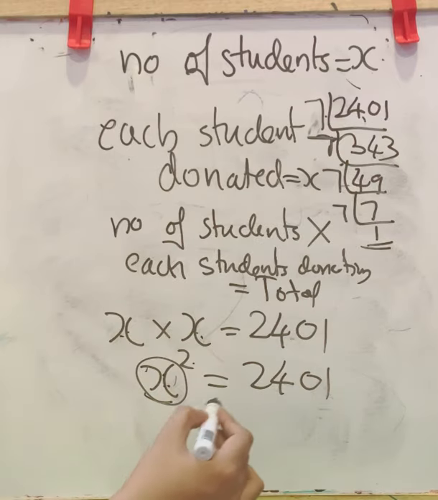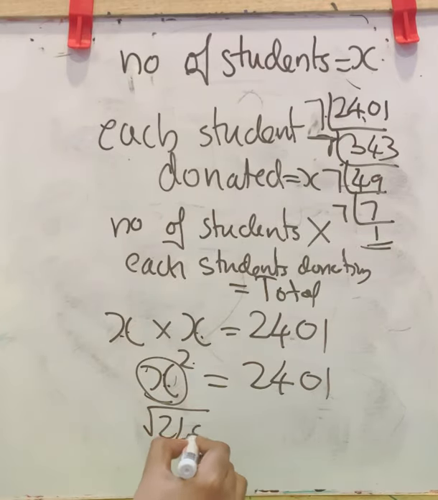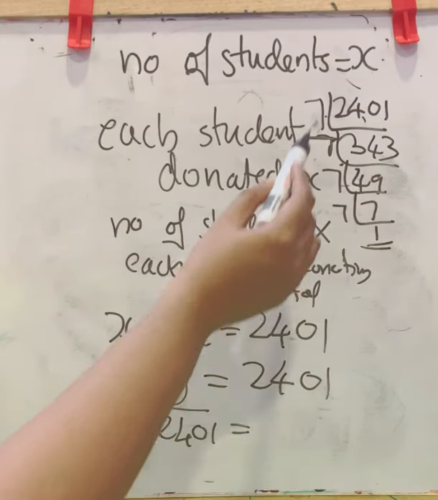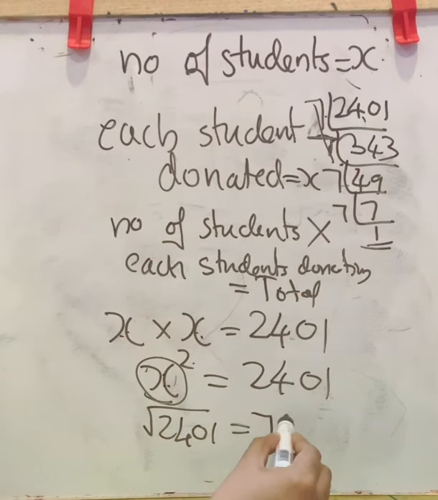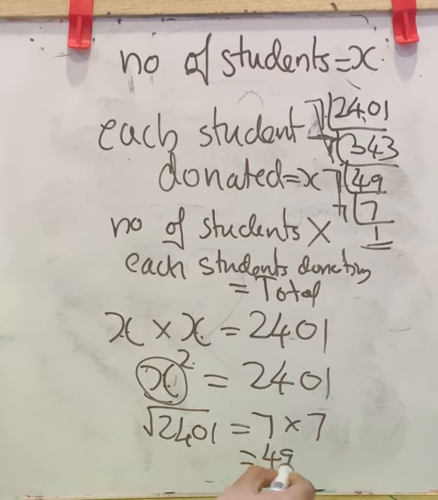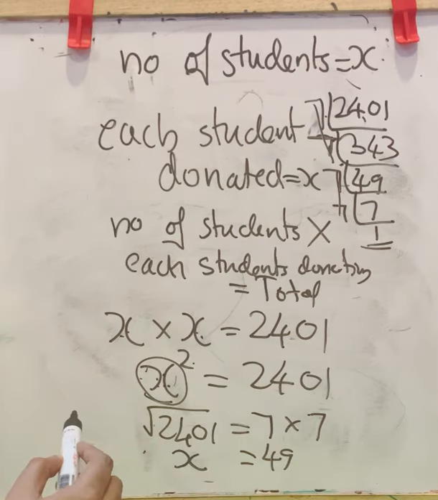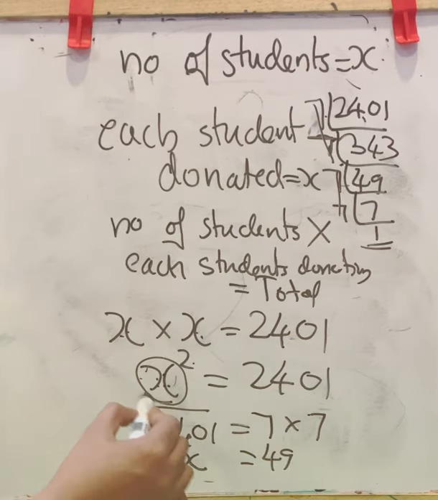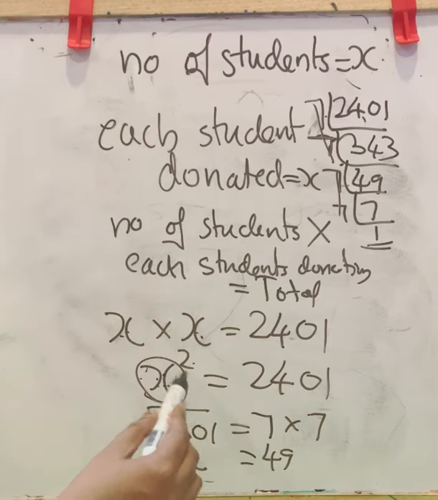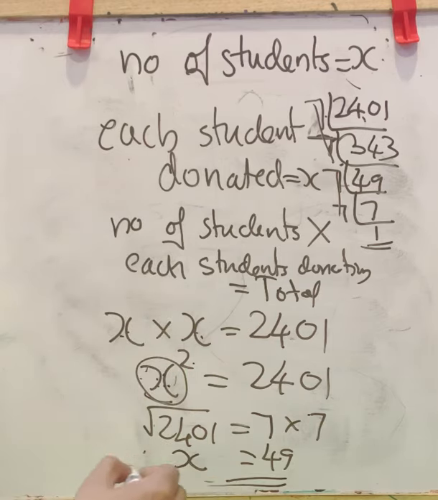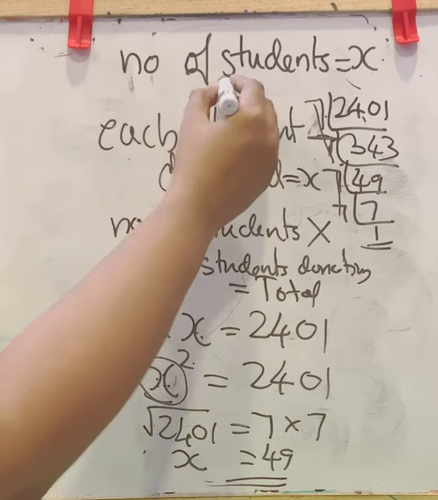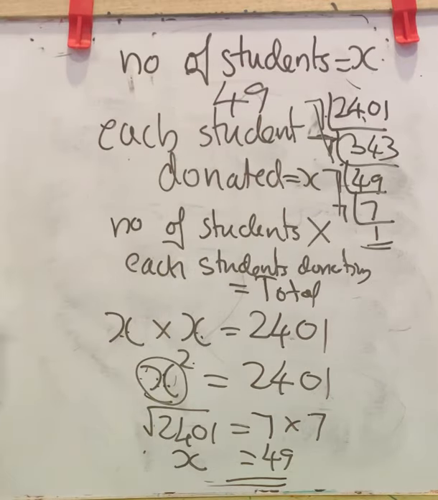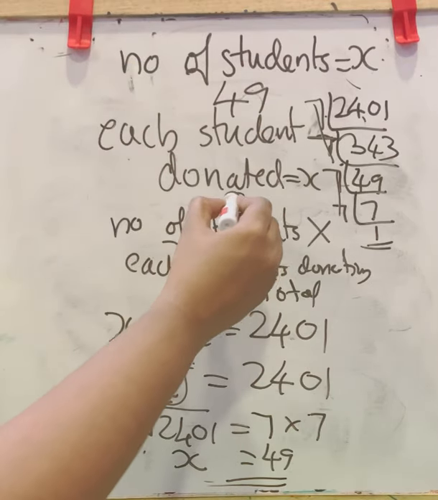So the square root of 2401 equals, pair this 7, pair this other 7, 7 7s are 49. X into x is 2401. Square root means finding the value of that number, that is x. X is 49. That means the number of students is 49 and each student contributed rupees 49.